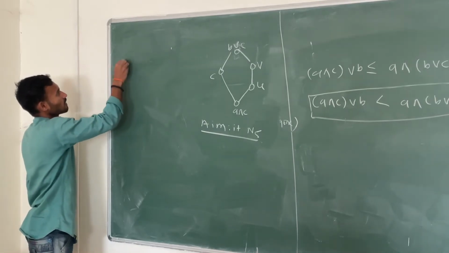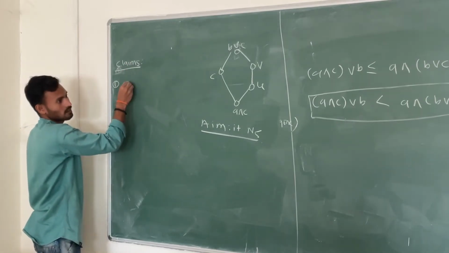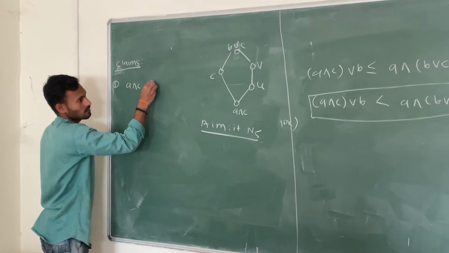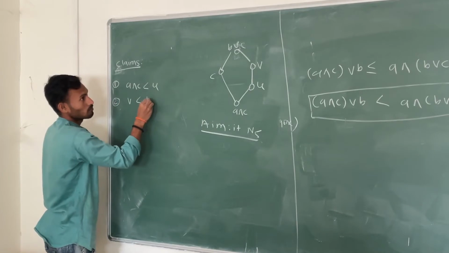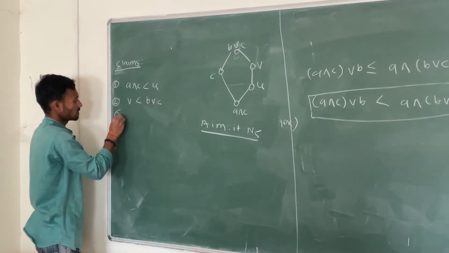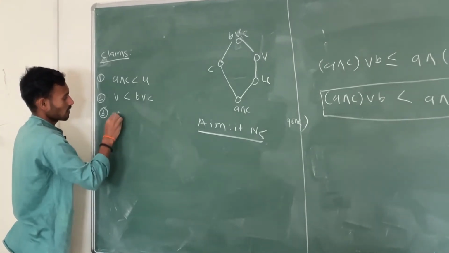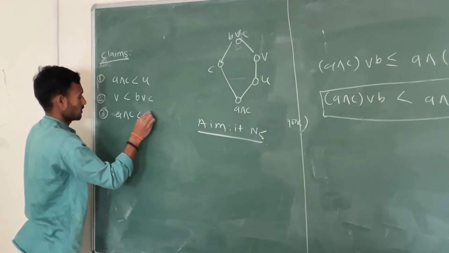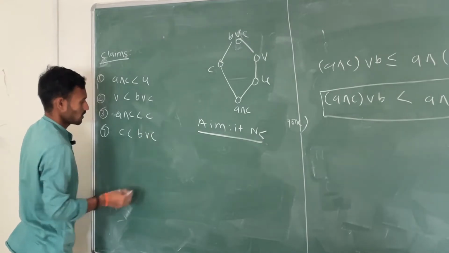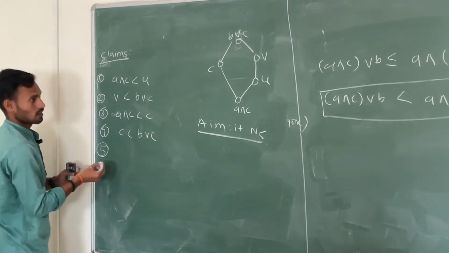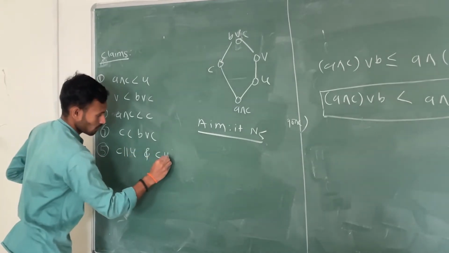First, claim: A meet C is less than U. Second one, B is less than B join C. Third one, A meet C is less than C. Fourth one, C is less than B join C. Fifth one, C is not comparable to U and C is not comparable to V.